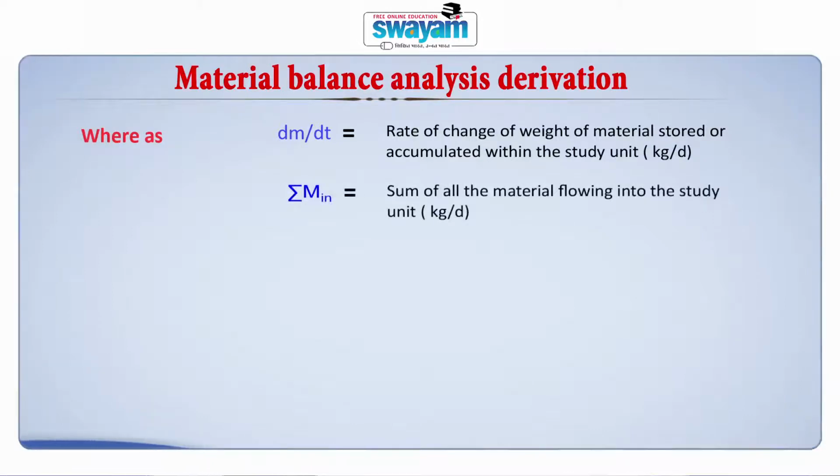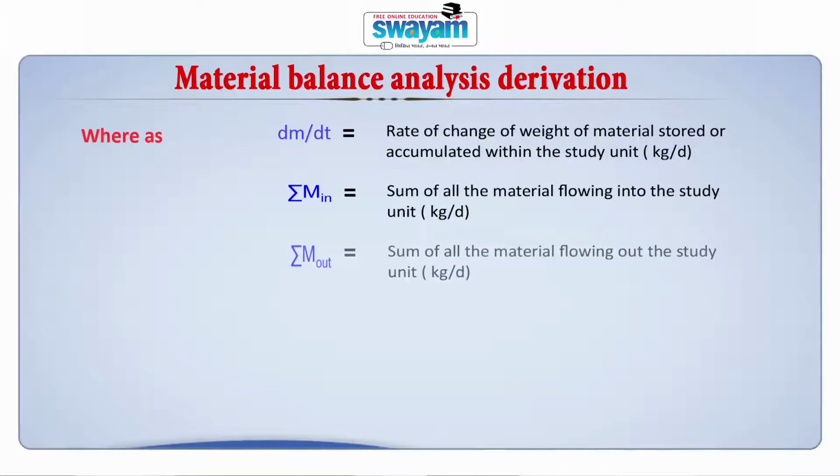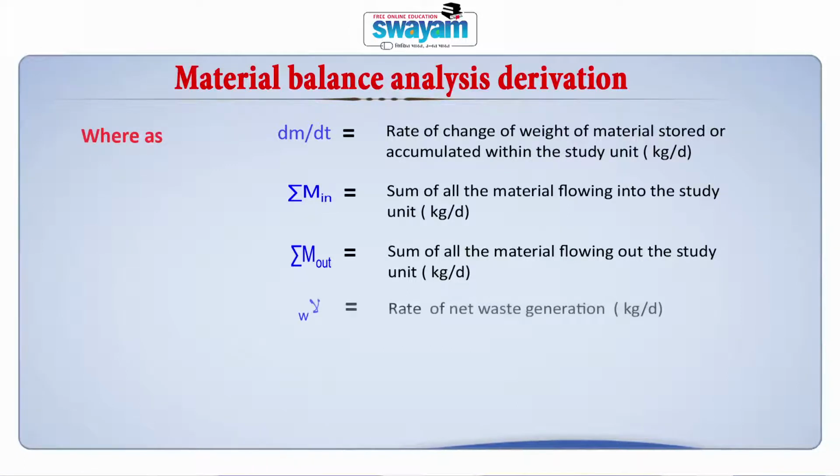M inflow will be the sum of inflow of every material that comes into the system. M outflow will be the sum of outflow of every material that goes out or leaves the system. The last one would be the rate of change of mass of waste generation within the controlled volume or system boundary, and the units are given there.